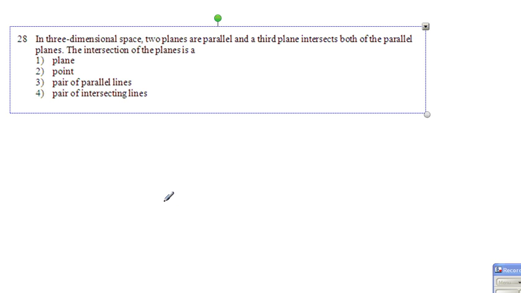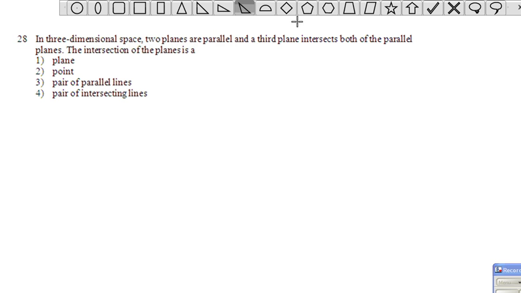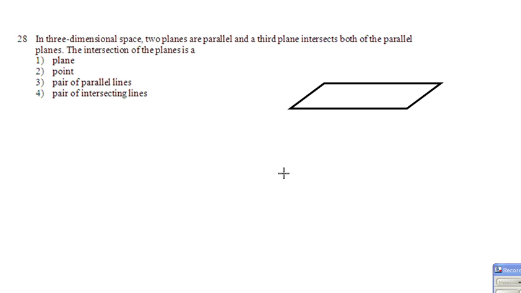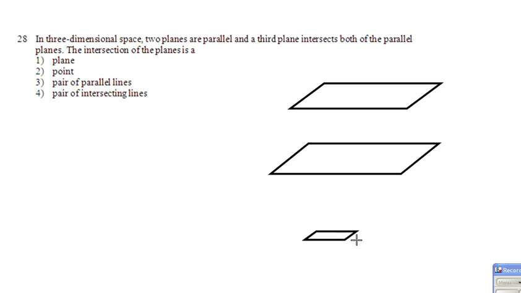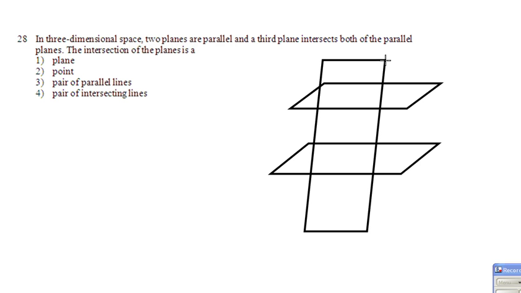Two planes are parallel and a third plane intersects both. So in this case, we could have something like this. First one, second one, and somehow the third one cuts across. The only thing that's possible here is a pair of parallel lines. One parallel line right here, another one could have been right over here.